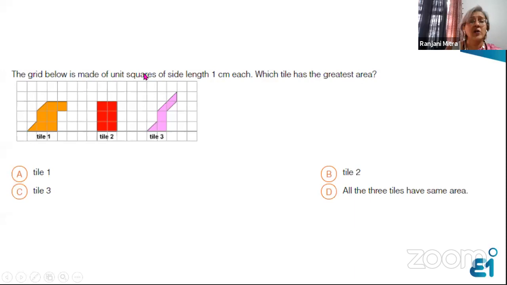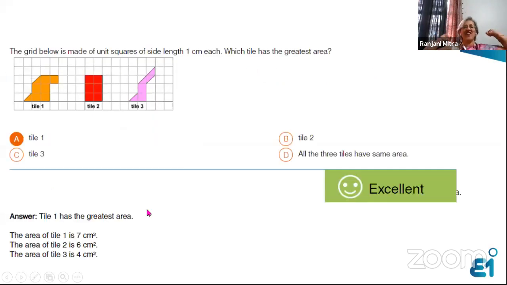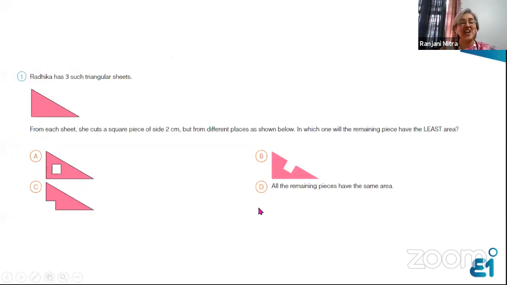It says, okay, 1 centimeter each. Which tile has the greatest area? Now, because Mindspark has taught me in the previous ones, I'm counting and I think I have the right answer. Let's see. Yes, I got the right answer. So I learned it fast, but maybe you won't learn it so fast, and then you will need some more questions. Here's one more question for everyone.